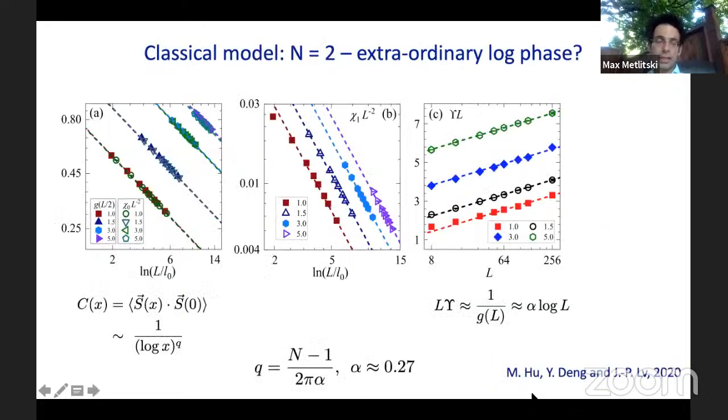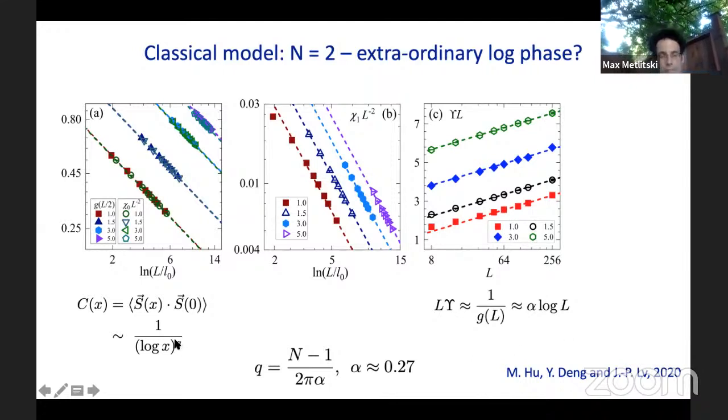There was also a study of the n equal to 2 problem after my paper came out, and here again things seem to be consistent with the extraordinary log universality class for large surface coupling. Again, this is the 2-point function of spins on the surface. It seems to be consistent with the power of logarithm. Here's the stiffness, which seems to be consistent with logarithmic growth. The slope seems to be roughly the same at various points in the extraordinary phase. So all of this looks good.